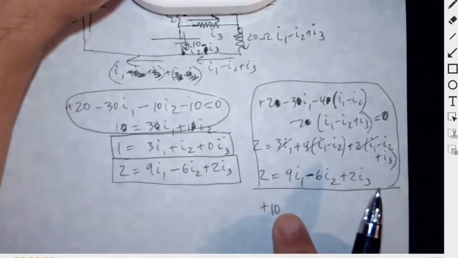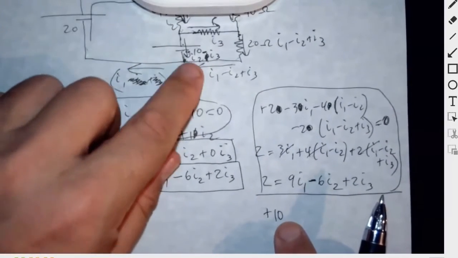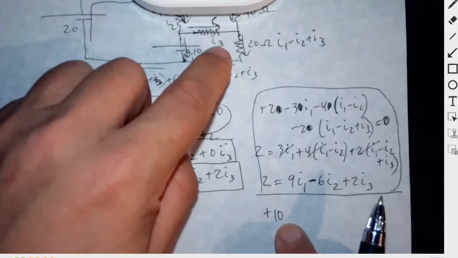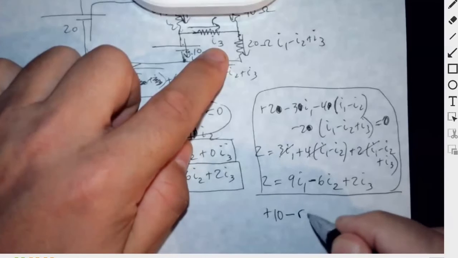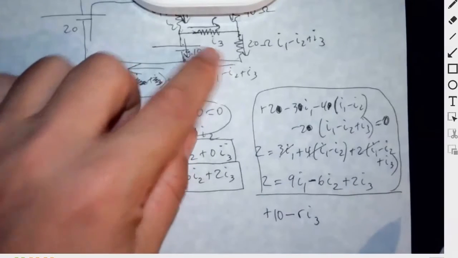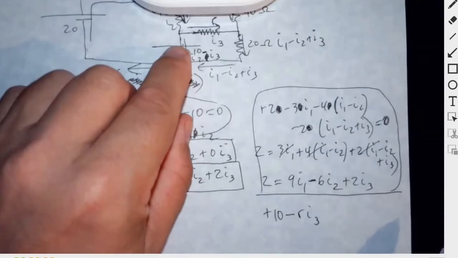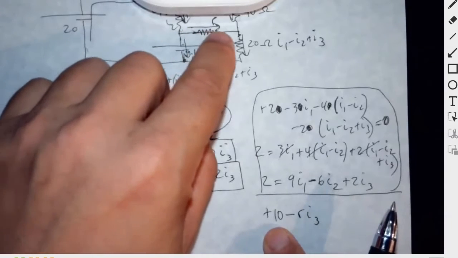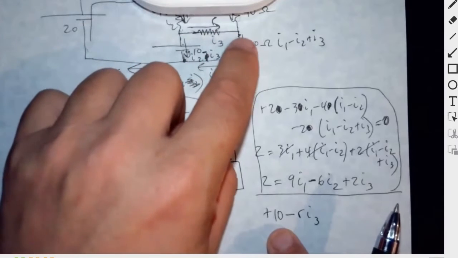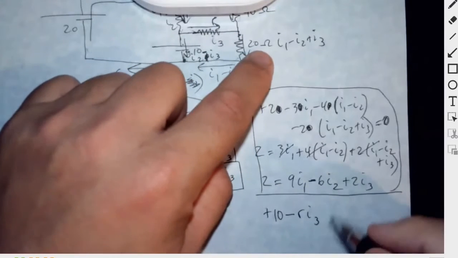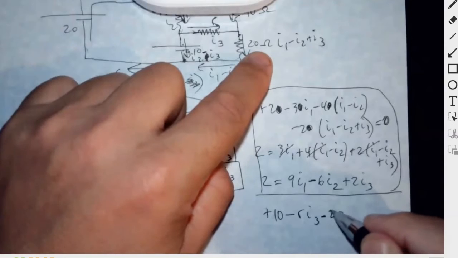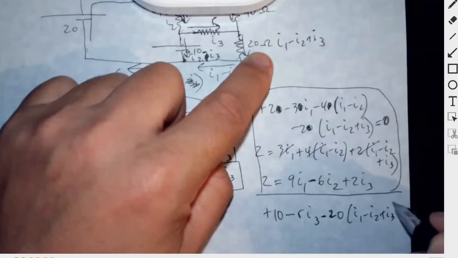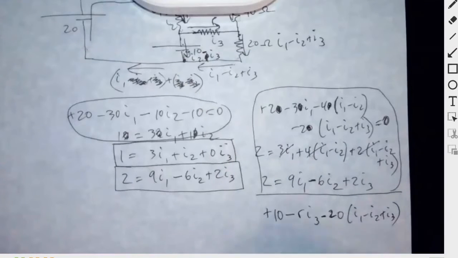So let me put it this way so you can see. I'm going to gain 10. Then over here, I'm going to lose RI3. So I'm going from the negative to positive, so I'm gaining, and I'm losing when I go around with the current. Then I'm also losing here, negative 20 (I1 minus I2 plus I3). Okay, so then that's equal to 0.